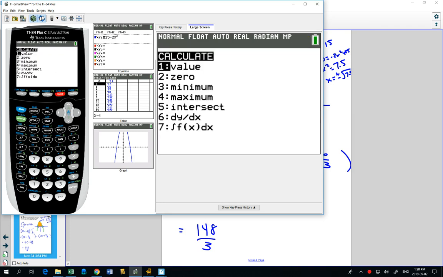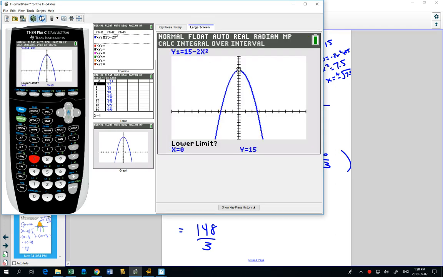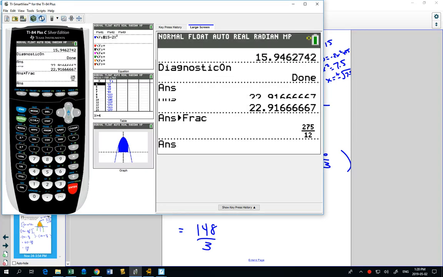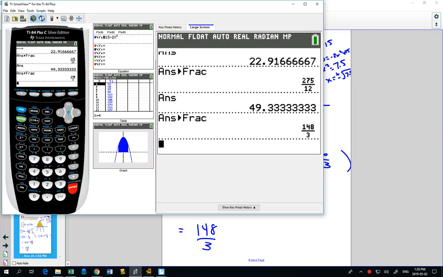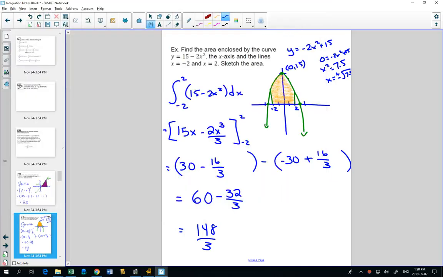And then second, calculate the integral from negative 2 to 2. It'll shade it in nicely for us and give us 49.33. If I go second answer on my screen, it'll give that answer. Change it back to a fraction, and what do you know? It is the same number. Whew. So this is a good example of one where the shape is not something that we would have easily been able to figure out the area from.